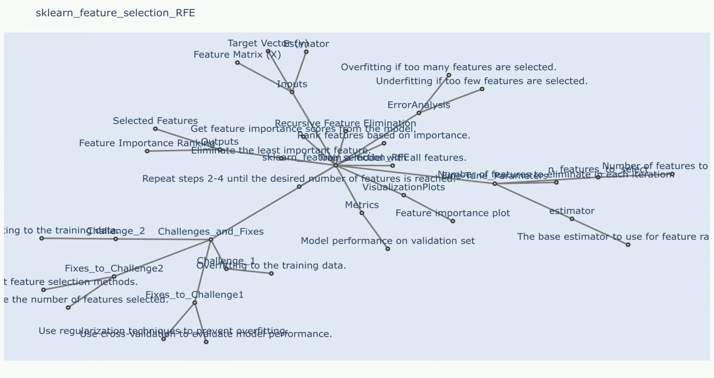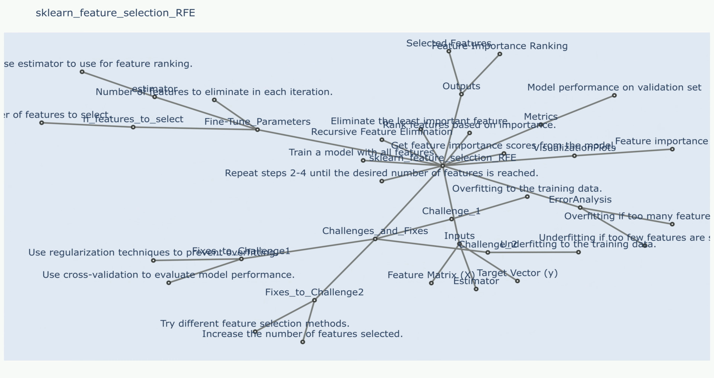Sample use case that resulted in Challenge 2: a dataset with a strong correlation between features might lead RFE to select a redundant feature instead of the most important one. Fixes to Challenge 2. Try different estimators and compare the feature ranking results. Evaluate the model's performance on a holdout dataset to assess the usefulness of the selected features.